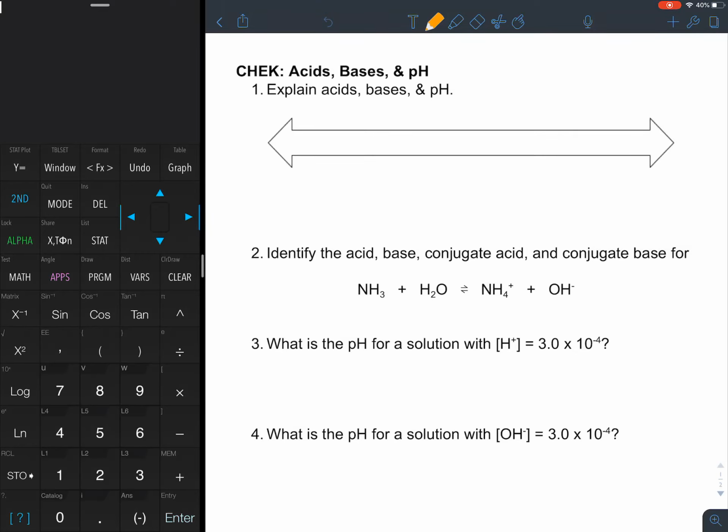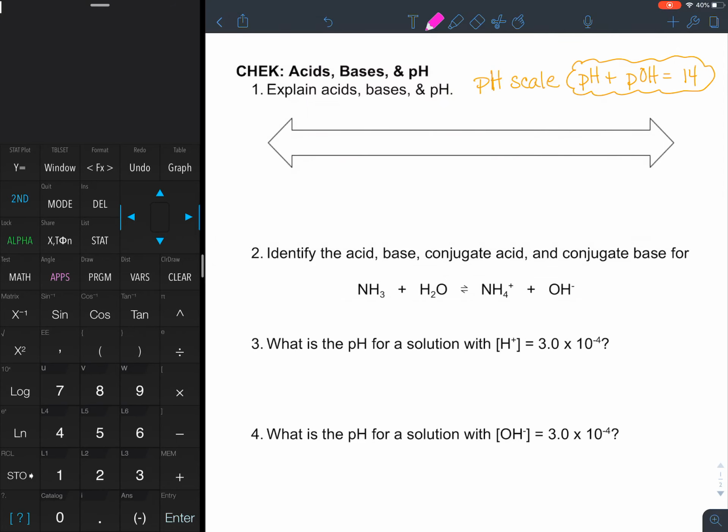Okay, so in this check, we're going to take a look at some basics of acids and bases. The first thing that we want to know on the first question is to explain acids, bases, and pH. pH is actually a scale, and we know that it is on a total amount of 14. It's a logarithmic scale, and we know that the pH plus the pOH is equal to 14. Our scale is on a 14, and when we add these two things up, they add up to 14.